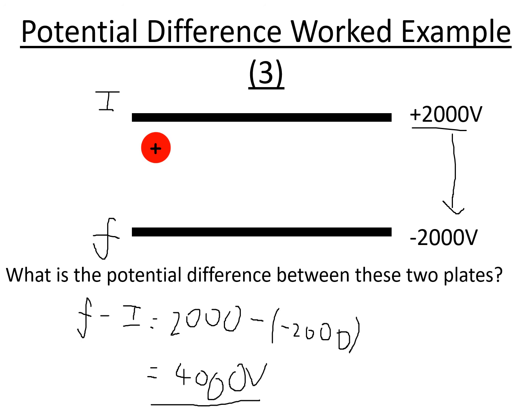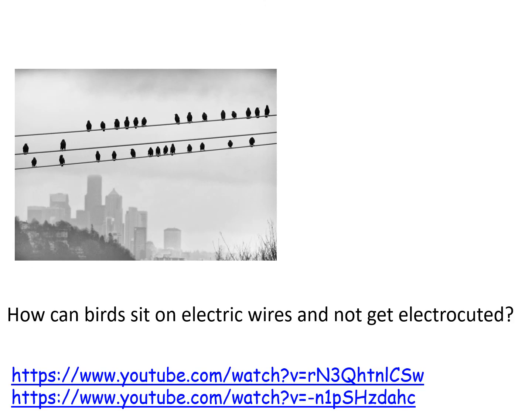Okay, so notice how this is the biggest potential difference, and that kind of makes sense because it is literally the biggest difference between 2000 to minus 2000. So finally, how can birds sit on electric wires and not get electrocuted? It's because there is no potential difference across them, since they are sitting at the same potential all the time.